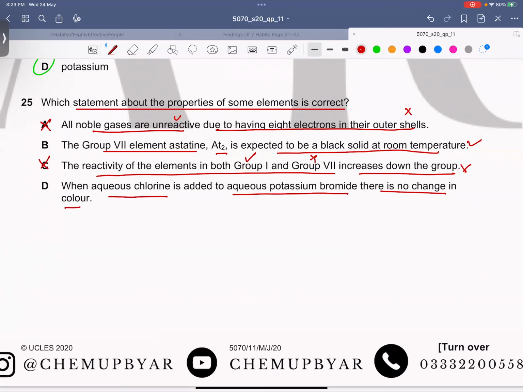So when you add aqueous chlorine to aqueous potassium bromide, potassium chloride would form. Chlorine displaces the bromide ion and would form bromine, due to which the solution turns brown. So it is again wrong that there is no change in color. There must be a change in color over there, and that's why your correct answer is B.